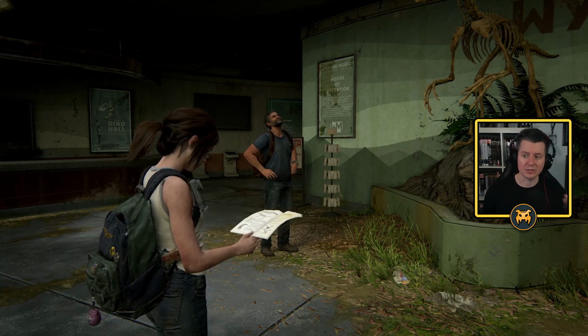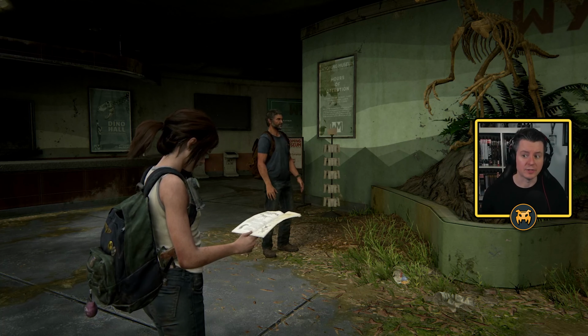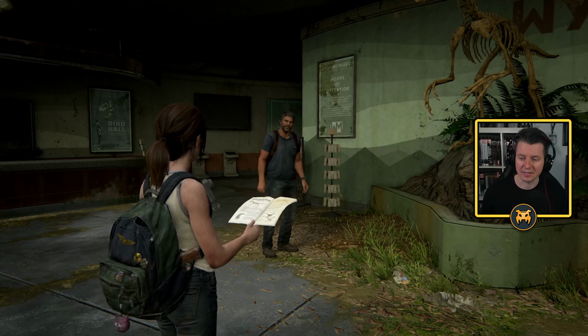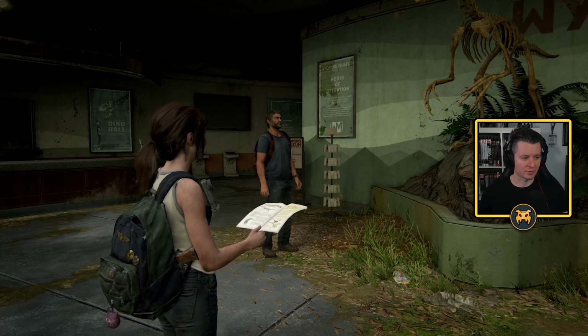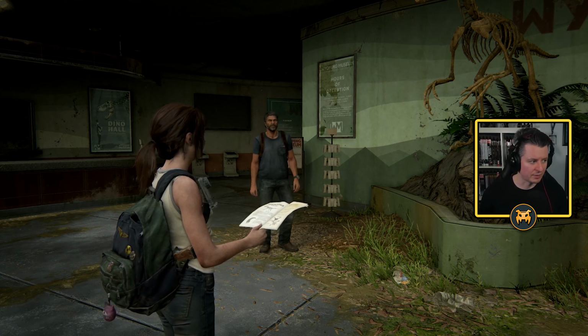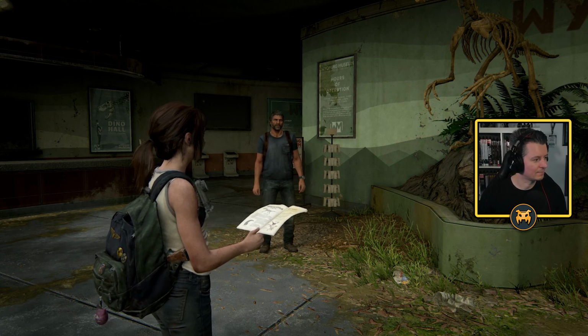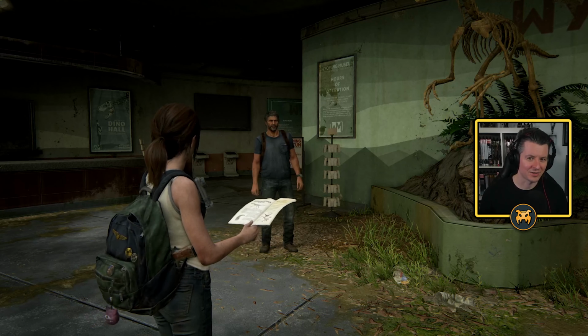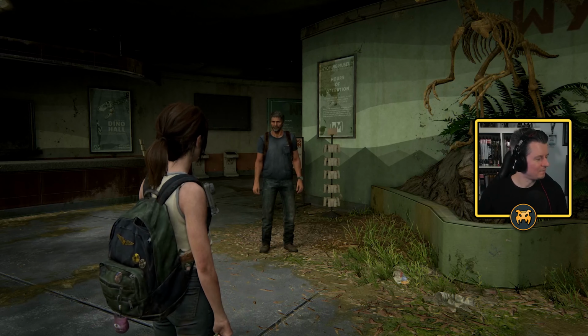This is a pre-built interaction. This is a pre-built sequence in which these two characters are having a dialogue, but Joel moves into proximity so that animation can play. Also, I quite enjoy the Jurassic Park reference there.